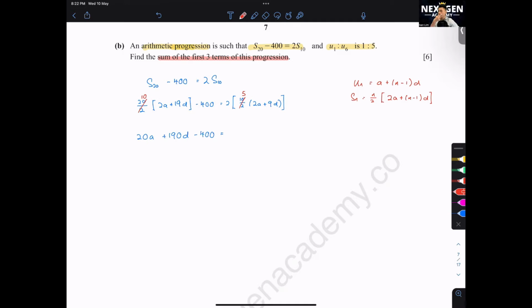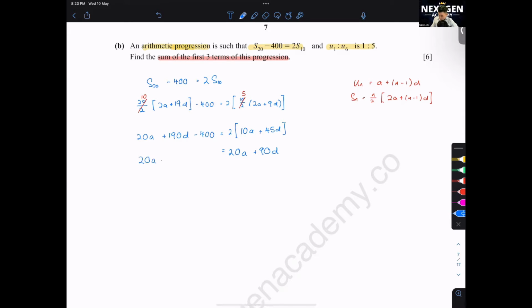Wait, I just double check my values here also. 5 times 2. What do y'all get for the value here? I did mine slightly wrong already. So you get here 5 times 2, 10A + 45D. So here I'll get 20A + 90D, right? Do y'all get this? Everyone just double check this.